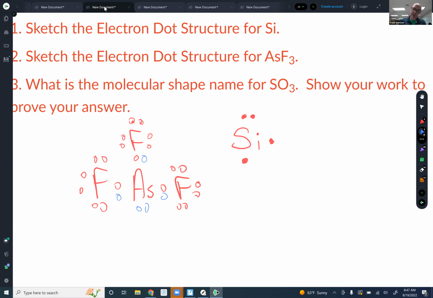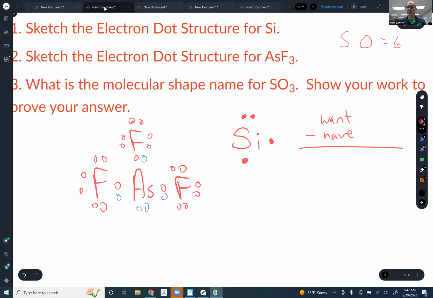Now on the next one, this is where we need to employ a want minus have. And I'm not sure if we will get to this today, but if we don't, that's okay. So sulfurs and oxygens each have 6 valence electrons. They all want 8. So there are 4 of these atoms in total. There are 3 oxygens and 1 sulfur. So if we count these out, I've got 8, 8, 8, and 8. That is a total of 32.